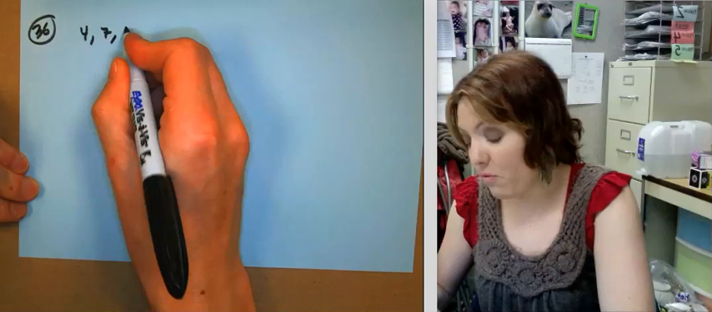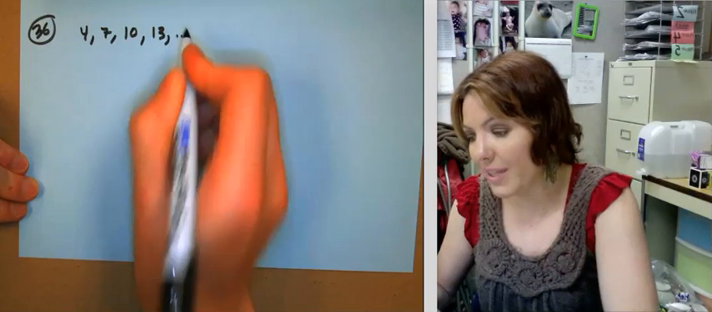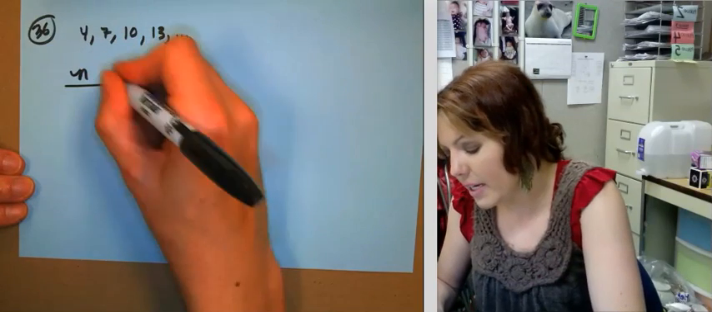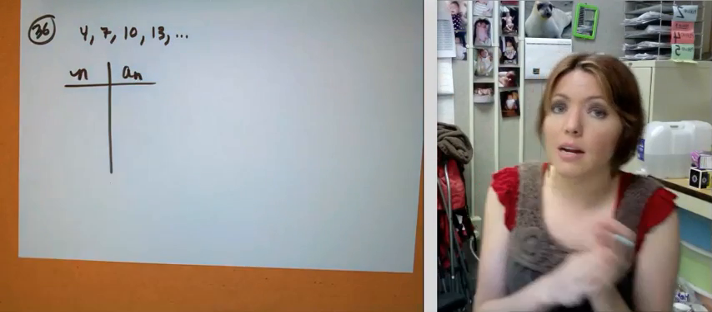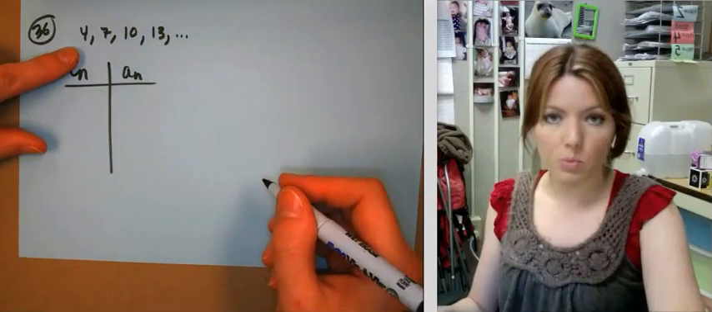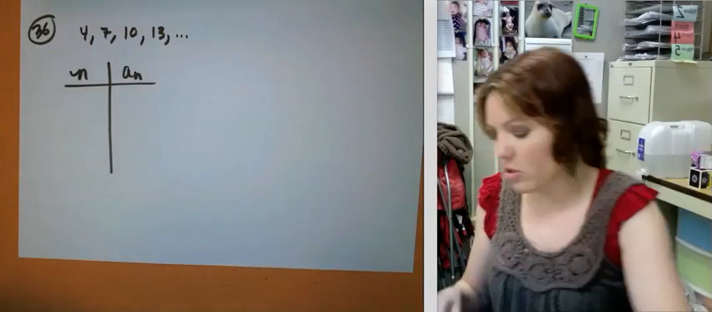All right, so here we go. 4, 7, 10, 13. We are looking for the nth term in the following sequence. N meaning if we want to relate where the number falls in the list to the number itself, or the value of that number, that's what we're trying to do. Set up a rule that works for all numbers in this list.